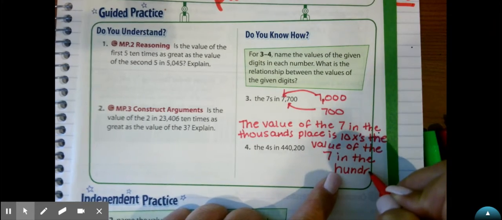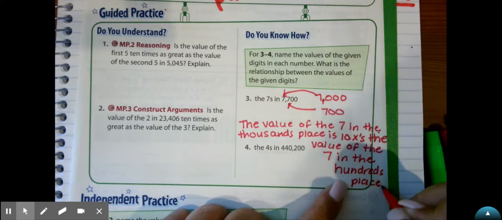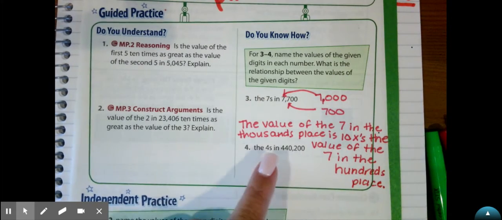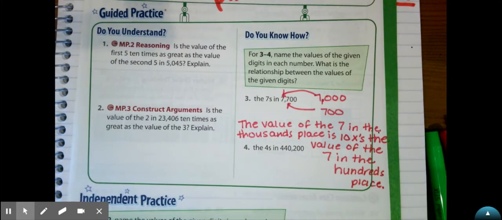Ugh, a lot of writing. You can always pause the video if you need to. So we know that the value of the 7 in the thousands place is going to be 10 times greater than the 7 that is appearing in the hundreds place.